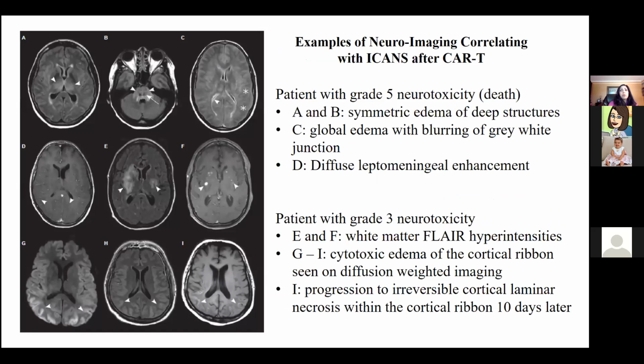And then in a patient with grade 3 neurotoxicity, this is in E through I, you can see white matter flare hyperintensities, some edema as well, and the patient actually ended up progressing with irreversible cortical laminar necrosis about 10 days later. So this was very early. This was maybe 5 years ago, these patients on one of the early clinical trials.